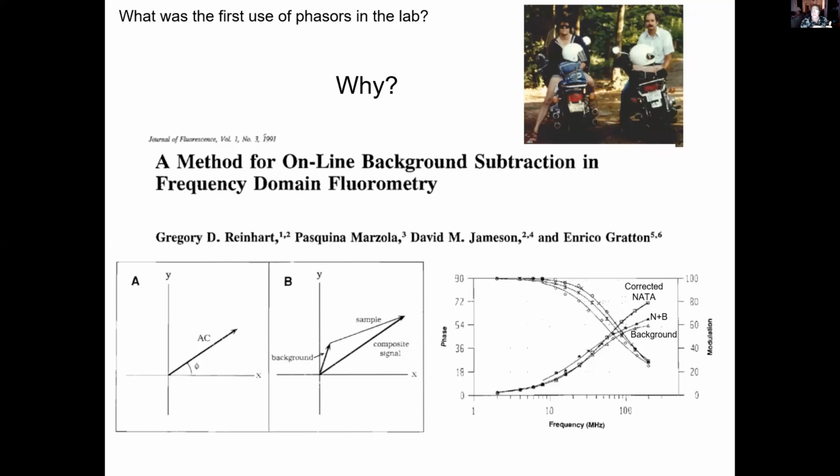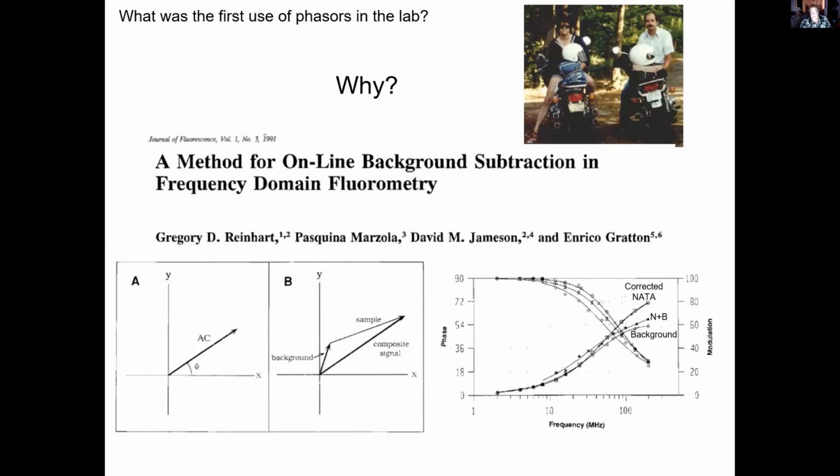Because in the time correlated single photon counting, I described how that worked. You could put in a background, maybe you have fluorescence in your buffer or background somehow, and collect that for a certain time, and then collect the sample for the same time and subtract channel by channel the background from the fluorescence before you do the analysis.